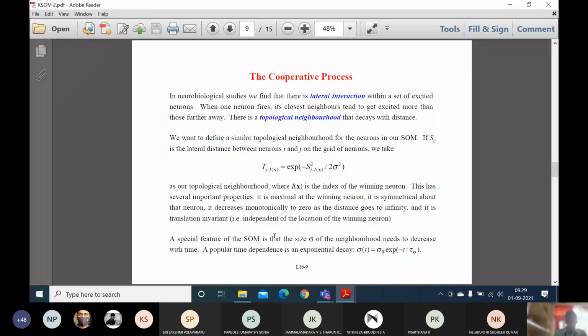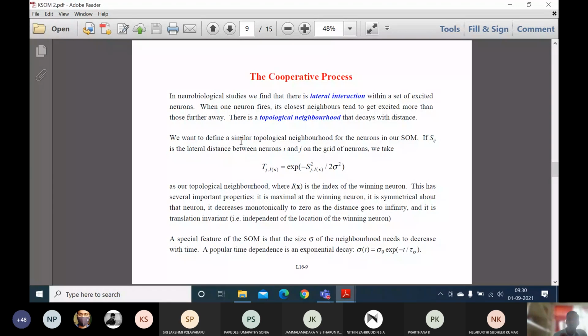Next one is nothing but the cooperative process. In the case of the cooperative process, we find that there is a lateral interaction within the set of excited neurons. Lateral interaction in the sense is nothing but negative feedback. When one neuron fires, its closest neighbors tend to get excited more than those further away.